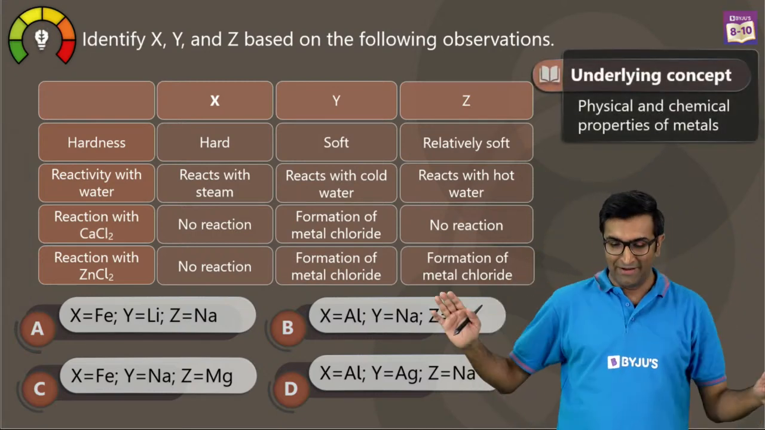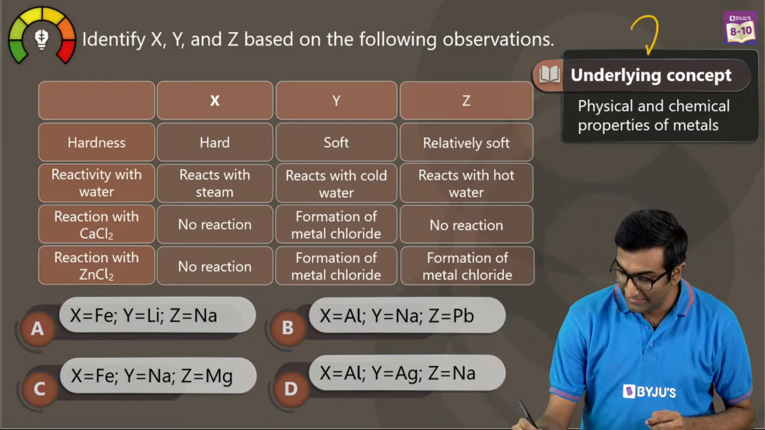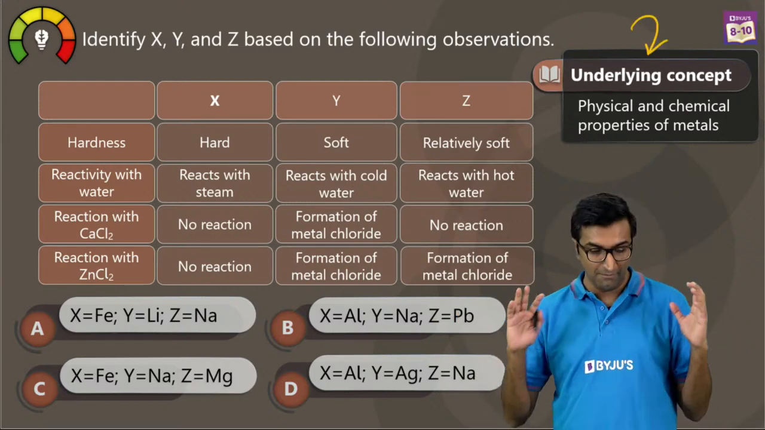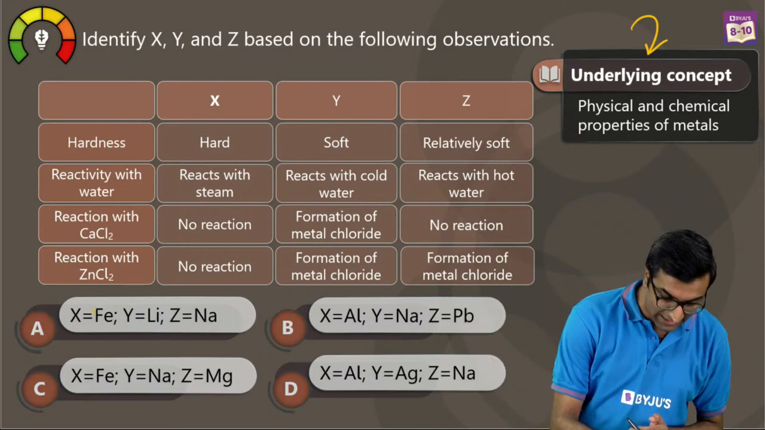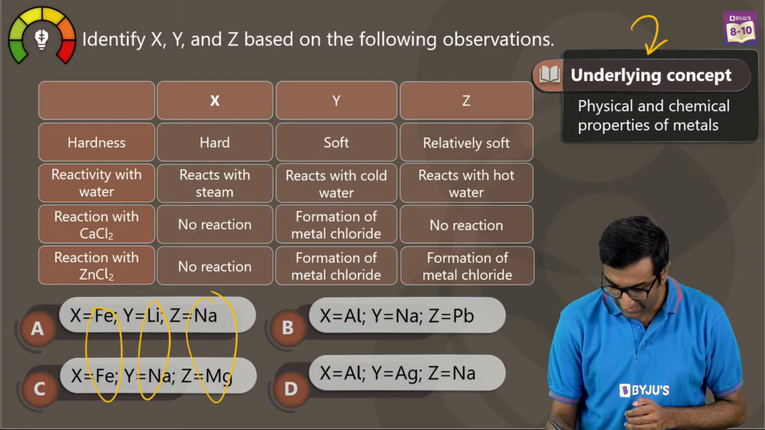You will be completely amazed that a seemingly difficult question can be solved this quickly. The main idea is just the physical and chemical properties of metals. What kind of metals do you have? You have iron in the mix, you have lithium, sodium, and you have magnesium and sodium and lead also.